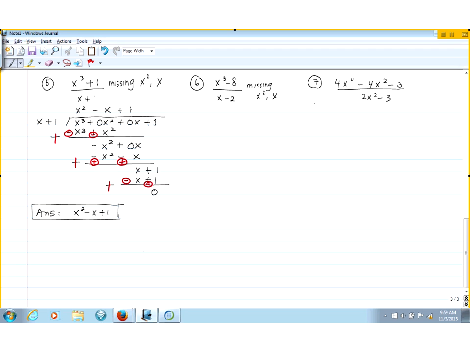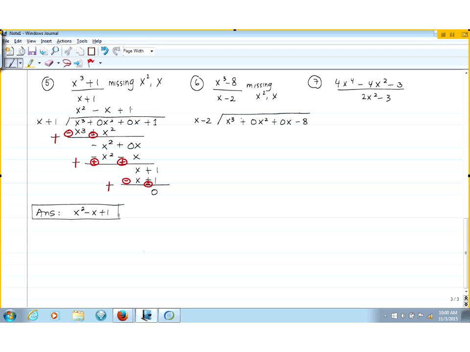Now, the next one. X cubed minus 8 divided by x minus 2. What is missing? X squared and x. So let's put it here. So x cubed, what is it? Plus 0x squared plus 0x minus 8 divided by x minus 2.